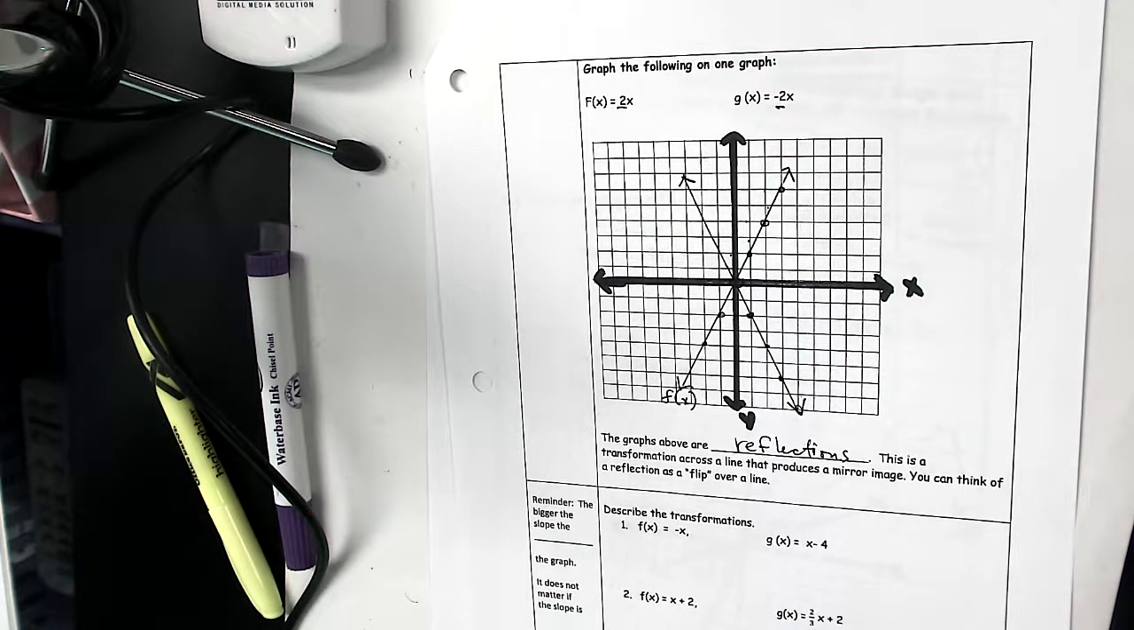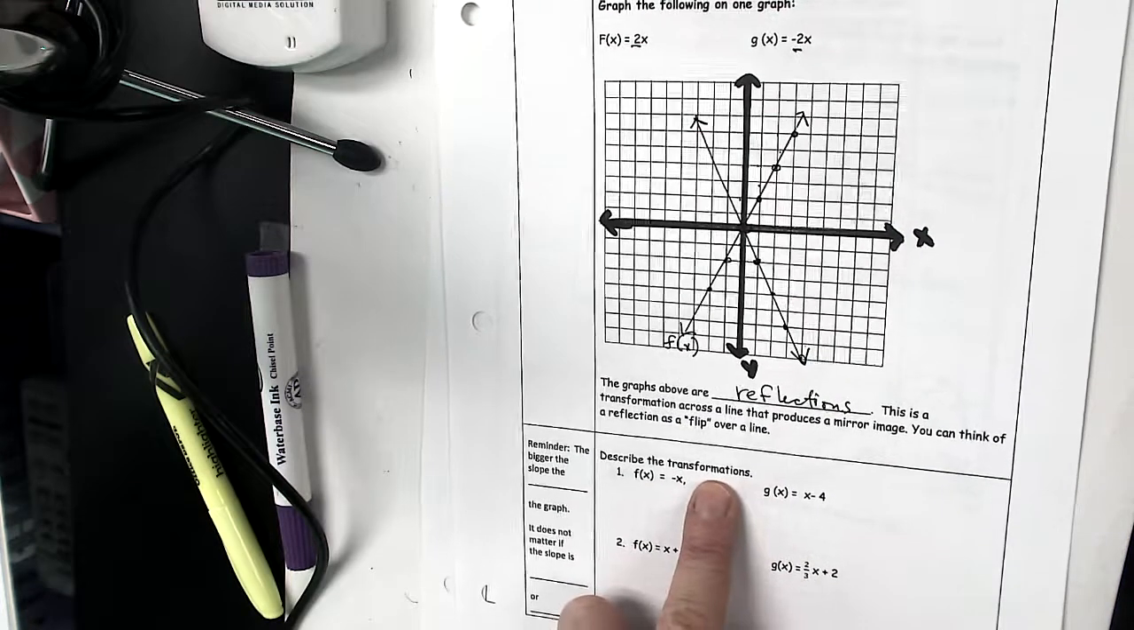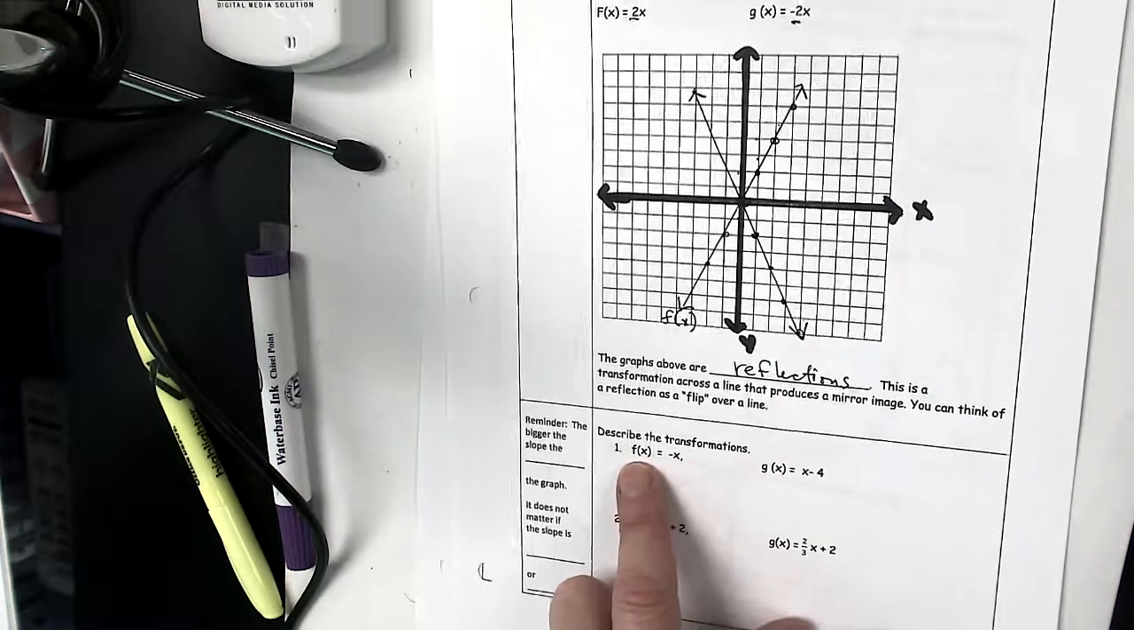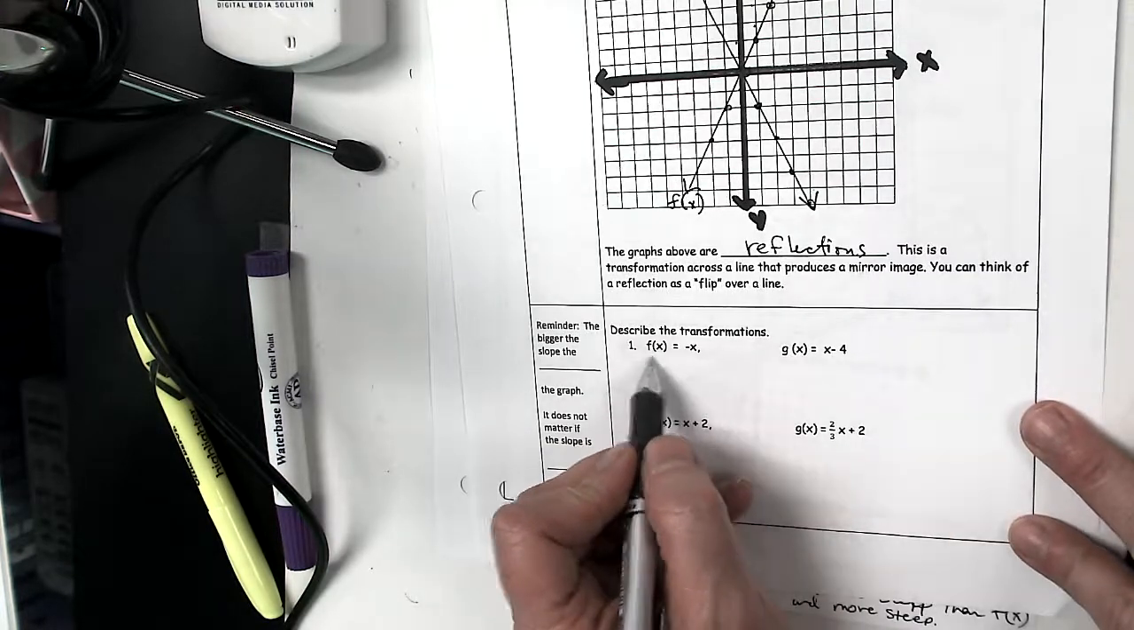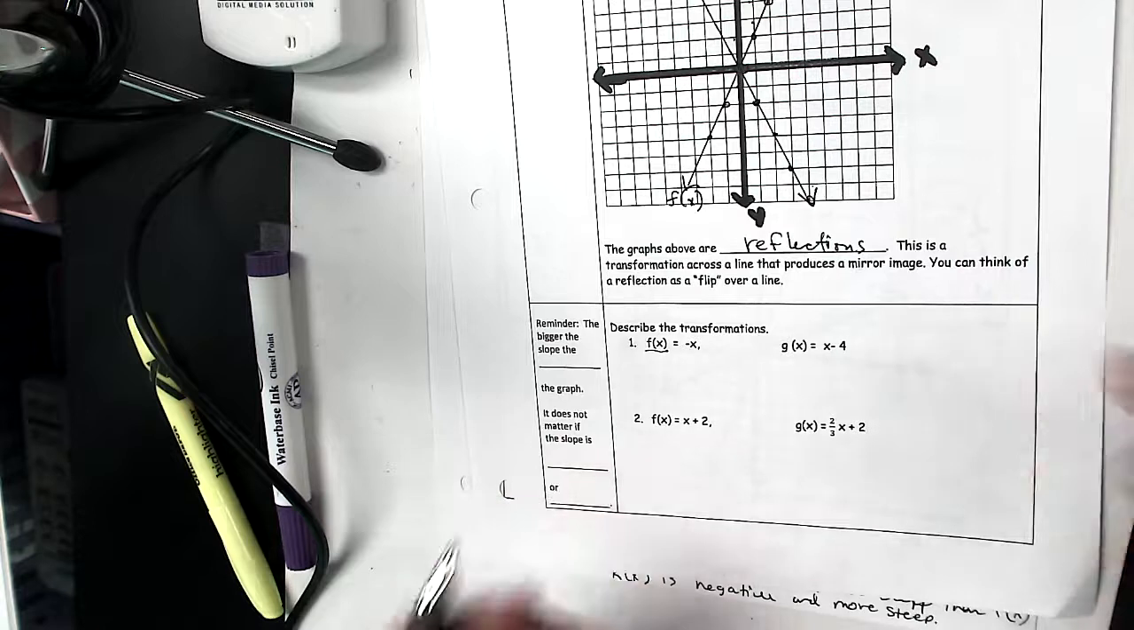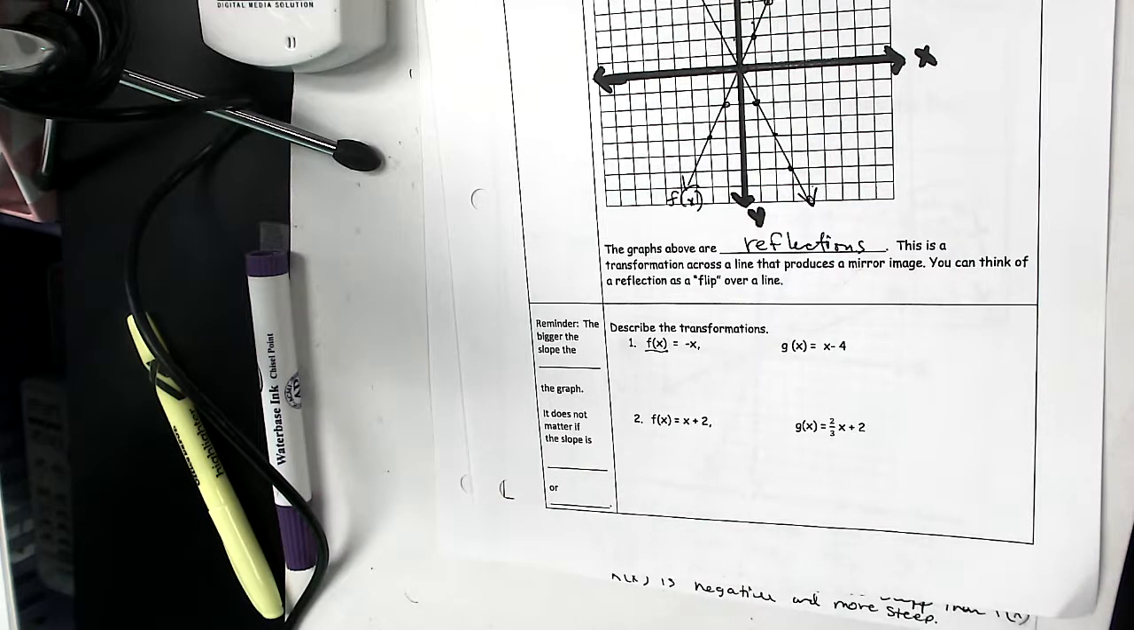So this would be negative 1x plus 0. Does everybody agree with me? Yeah. This would be 1x minus 4. So I'm just, again, adding in a 1, adding in a 1, adding in my y-intercept. Kind of just showing you exactly laying it out there. So this is f of x, and this is g of x.